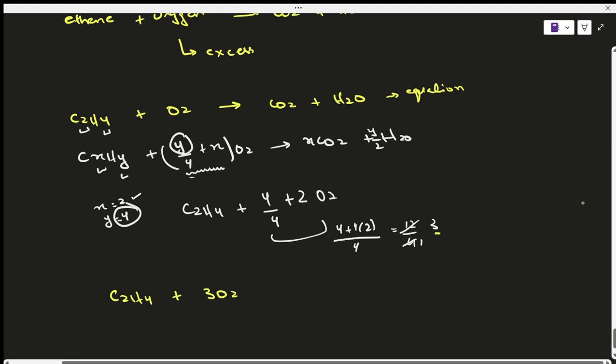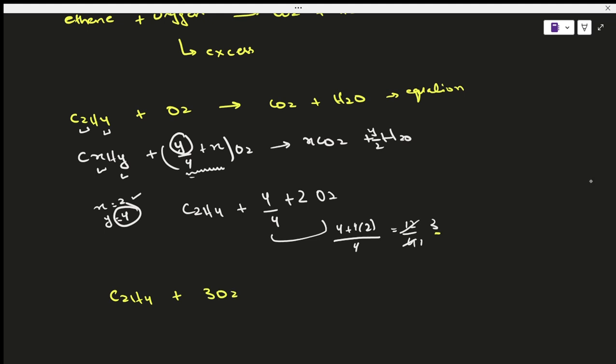The value of oxygen is 3, and the value of x is something we already know, which is 2, so this is 2CO2. To figure out the value of y, which is 4, that's 4 over 2 H2O, and that comes as 2 1s are 2, 2 2s are 4. So this is 2H2O. This is the complete balanced equation for the combustion of ethene.